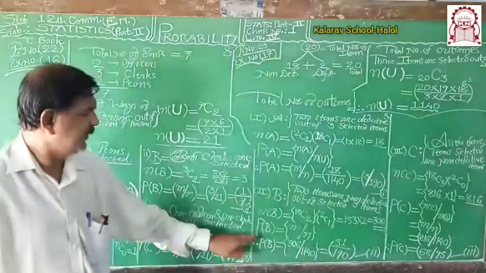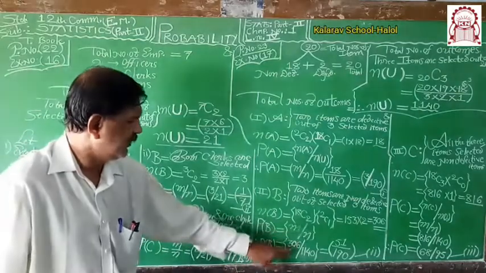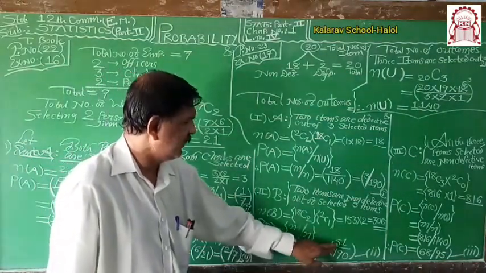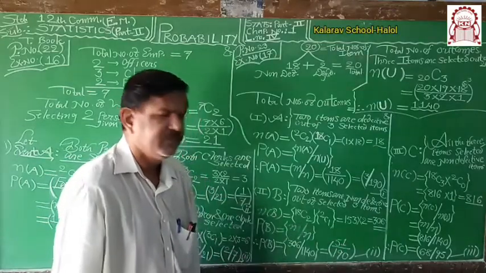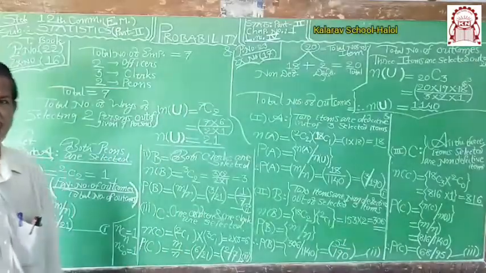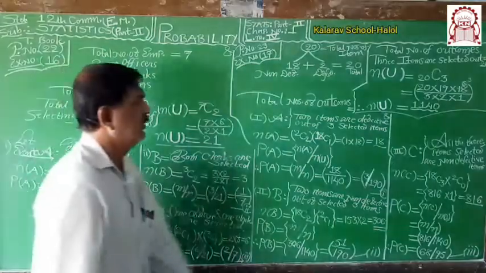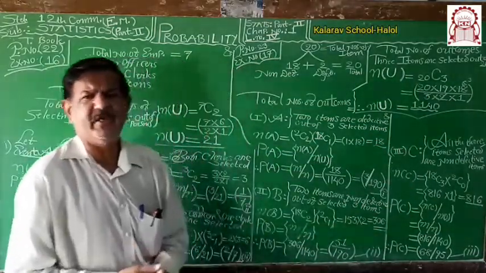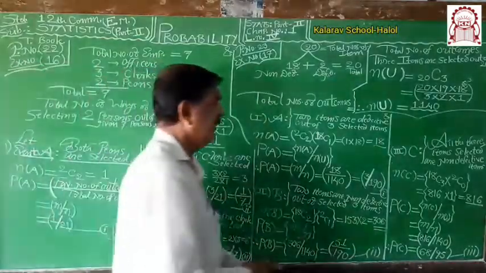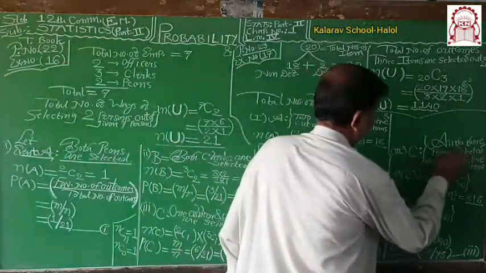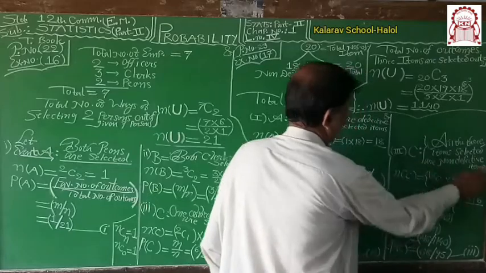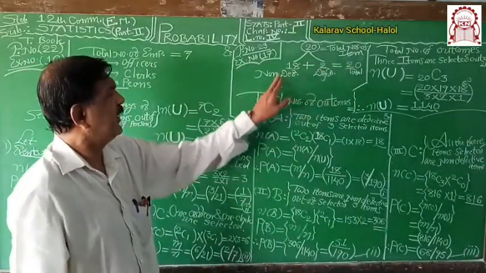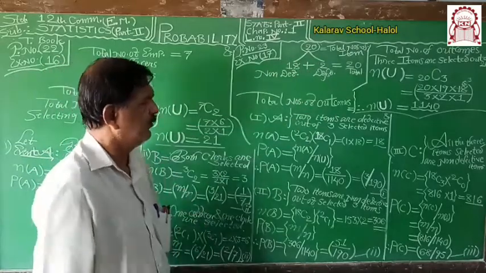The required probability of B is M upon N, 306 divided by 1140. Ultimately, the answer will be 51 upon 190. This is answer number 2. Now event C: all the 3 items selected are non-defective. Let's see the event that all the 3 items selected are non-defective items. Out of 20 items, 18 are non-defective and the remaining 2 are defective.